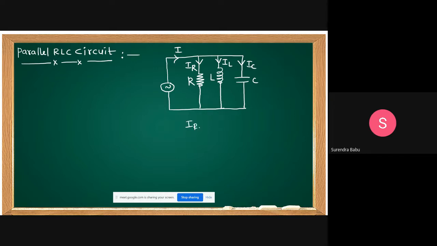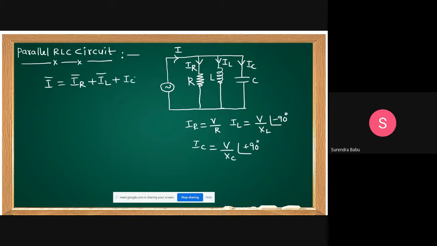What is IR? V by R. What is IL? V by XL at angle of minus 90. All this I already gave. IC, V by XC at angle of plus 90. Then what is I, students? I equal to IR plus IL plus IC. This is V by Z equal to V by R plus J into V by XL plus minus J into V by XC.